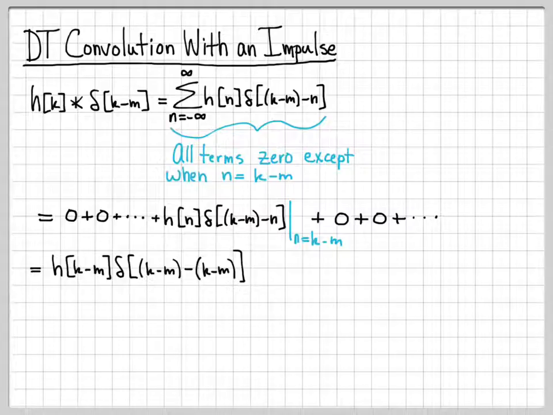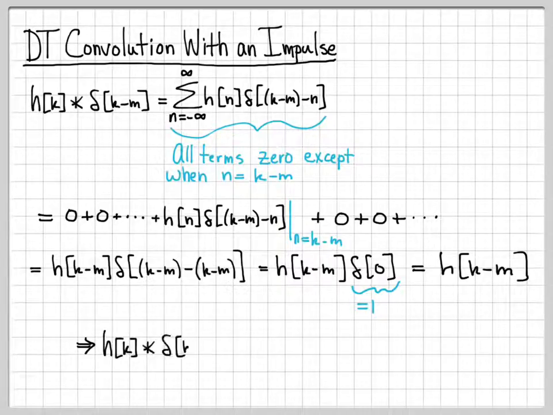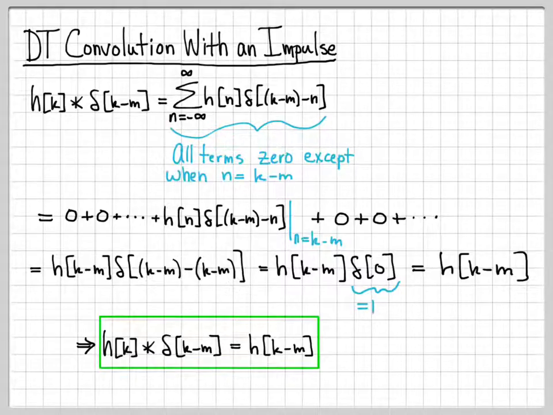And then the delta function, which is delta of k minus m minus n. When I replace n with k minus m, I just have k minus m minus k minus m. So that's really my signal, h of k minus m, times the delta function at 0. Well, we know that the delta function at 0 is equal to 1. So this is just equal to h of k minus m. What we've just shown is that when I convolve a signal with an impulse that's been shifted to time m on the time axis, what I get out is my signal shifted by amount m. This is what we mean when we say that discrete time convolution with an impulse places the signal at the location of the impulse.